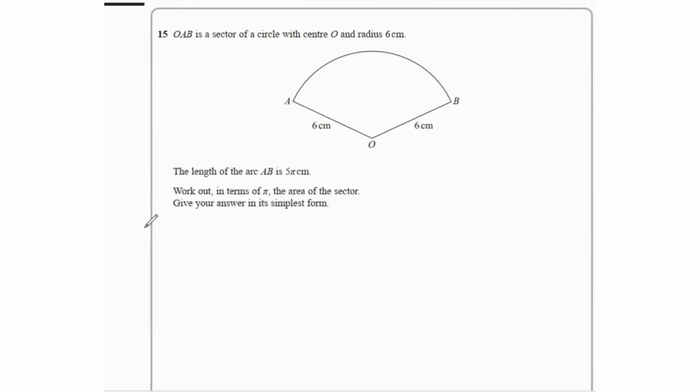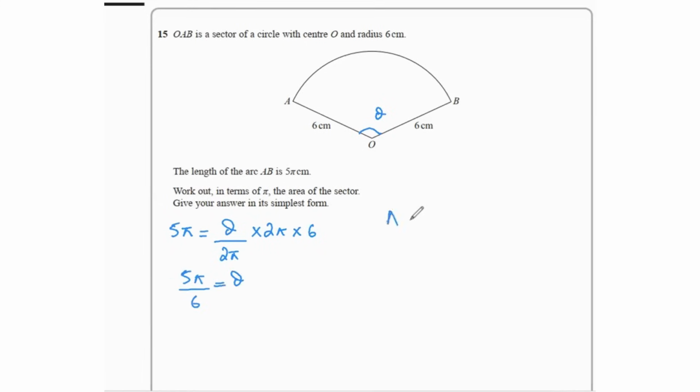Question 15 says OAB is a sector of a circle with center O and radius 6 centimeters. The length of the arc AB is 5 pi centimeters. Work out in terms of pi the area of the sector. Give your answer in its simplest form. So the length of the arc is 5 pi. 5 pi equals theta, which is our angle, divided by 2 pi, which is the circumference of the entire circle, times 2 pi, and r is 6. So the 2 pi get cancelled out, and 5 pi divided by 6 is theta.